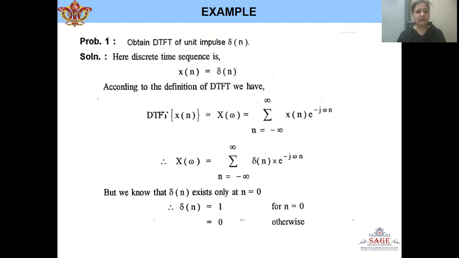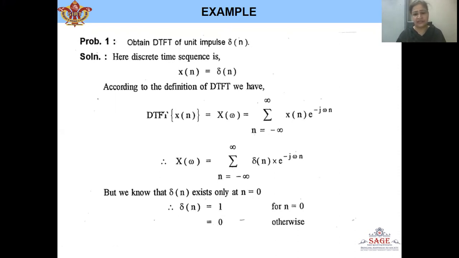Now, we want to find out DTFT of unit impulse function delta(n). Using the formula of DTFT, here I'll put x(n) as delta(n). So X(omega) is the summation of delta(n) e to the power minus j omega n. We know delta(n) exists only at n equal to 0. That means it is equal to 1 when n is equal to 0, and it is equal to 0 when n is not equal to 0.